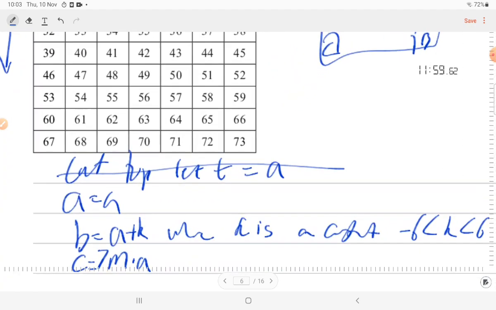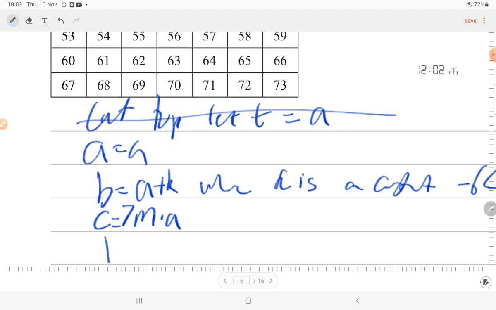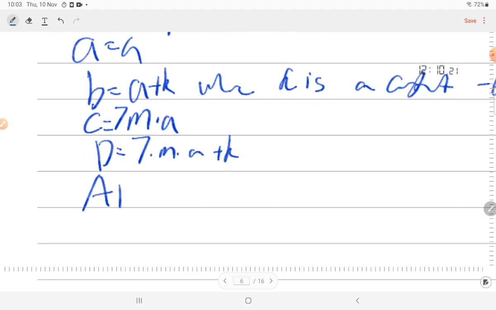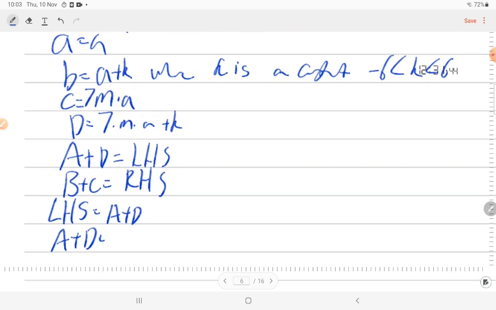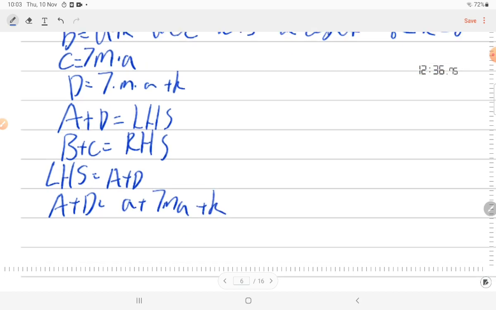B is, and D is equal to m times a plus k, a plus D equals left hand side, B plus C equals right side, and D, A, D is equal to 7ma plus k.